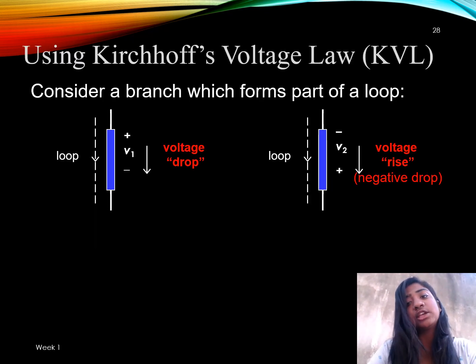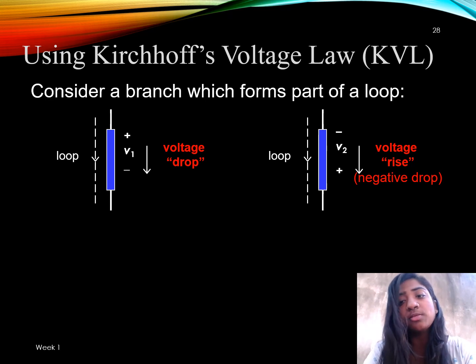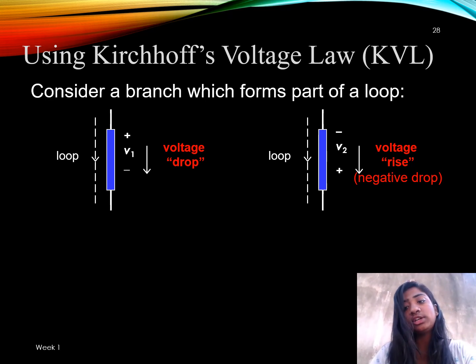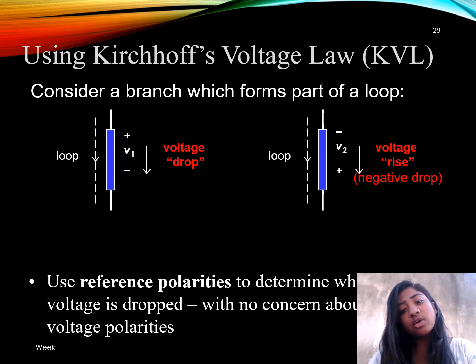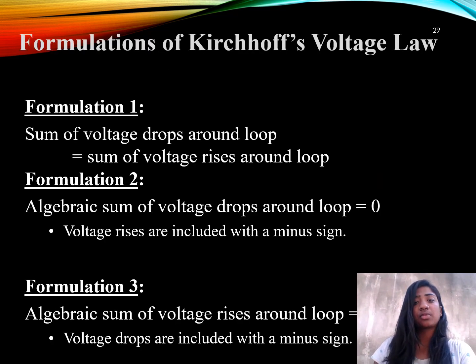Using KVL, Kirchhoff's voltage law, consider a branch which forms part of a loop. Voltage drop and voltage rise. Use reference polarities to determine which and where the voltage is dropped, with no concern about the actual voltage polarities.